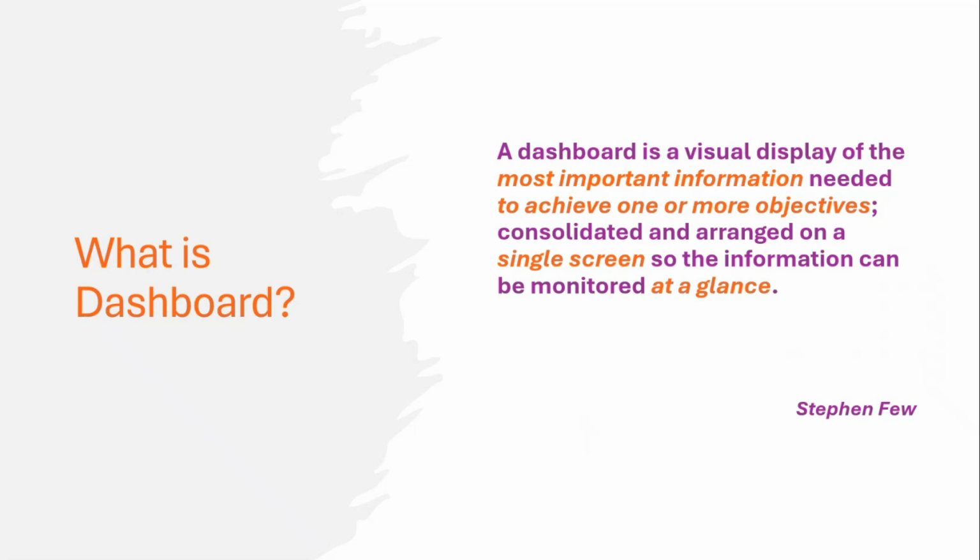So, first we should see what a dashboard is. Please pay attention to the red lines. A dashboard is a visual display of the most important information needed to achieve one or more objectives. So the first thing is it needs to show the most important information to solve a problem or achieve business objectives. This dashboard should be consolidated and arranged on a single screen so the information can be monitored at a glance. This means the information in our dashboard should only be available on one screen, and all the required information should be captured at a glance.